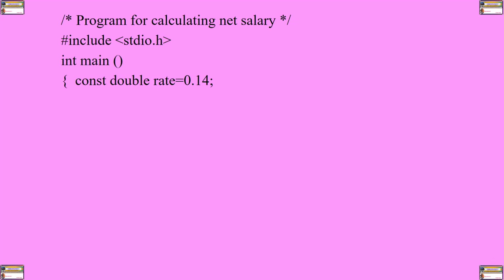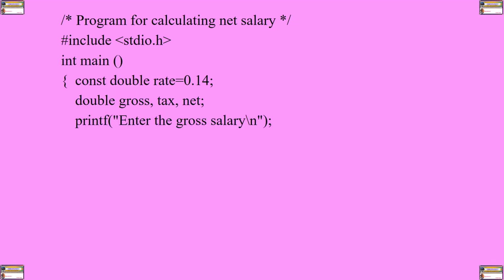const double rate = 0.14. In other words, what this statement is doing is telling the compiler to set a memory location called rate, whose content is supposed to be of type double, and the value stored in it should not be changing, and that value is 0.14. Then the next, we are declaring variables or memory locations called gross, tax, and net, whose content is of type double.